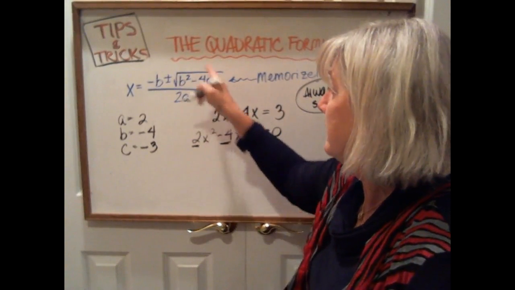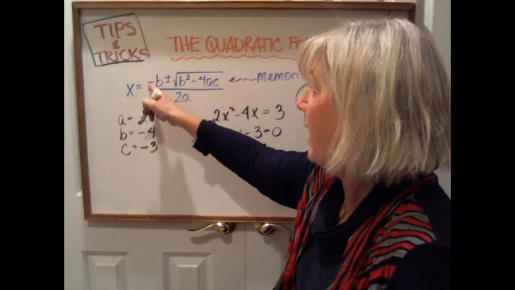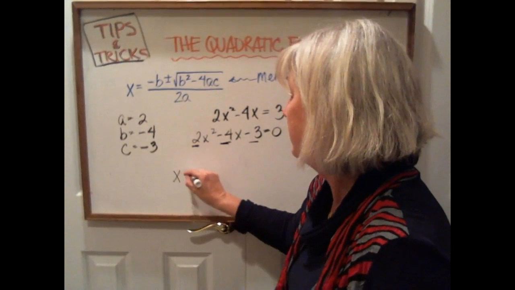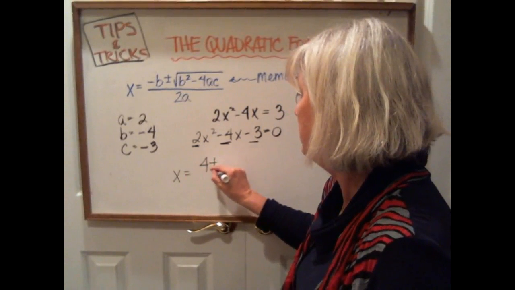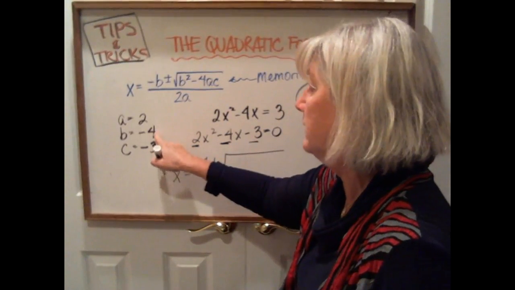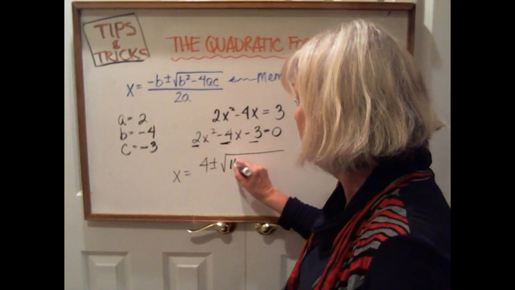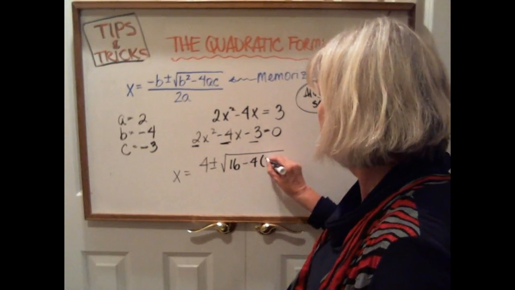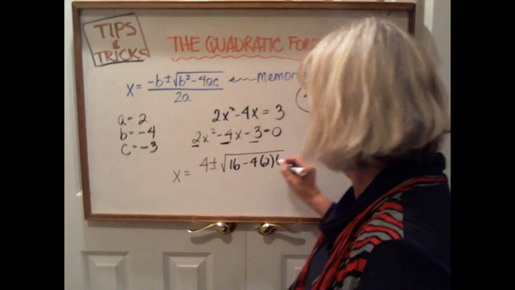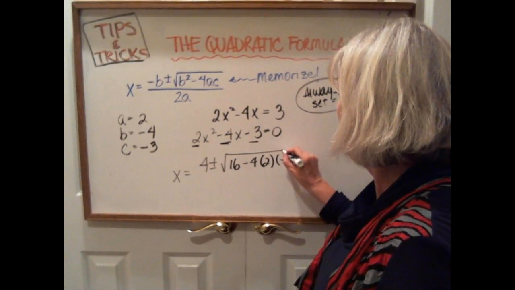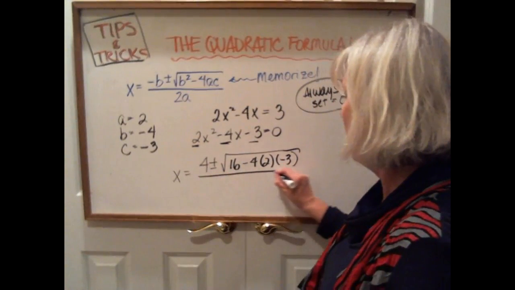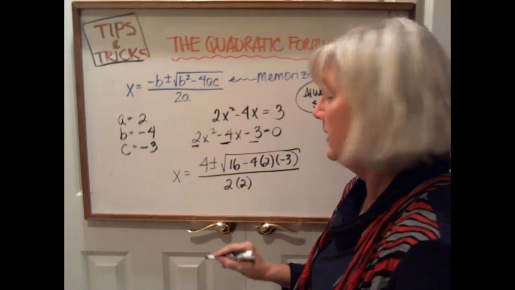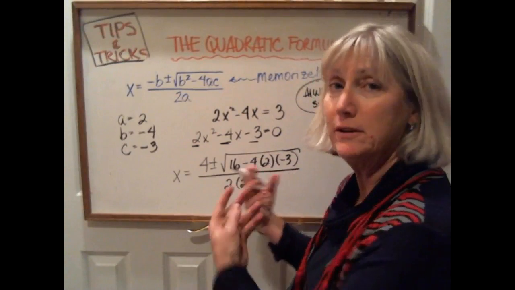And then we plug them into this formula. So we have the opposite of B. So since B is -4, it's going to be +4. So we have 4 plus or minus the square root of B squared. -4 squared is 16, minus 4 times A, which is 2, times C, which is -3. Be really careful with the signs in here. And then all over 2 times A, which is 2.